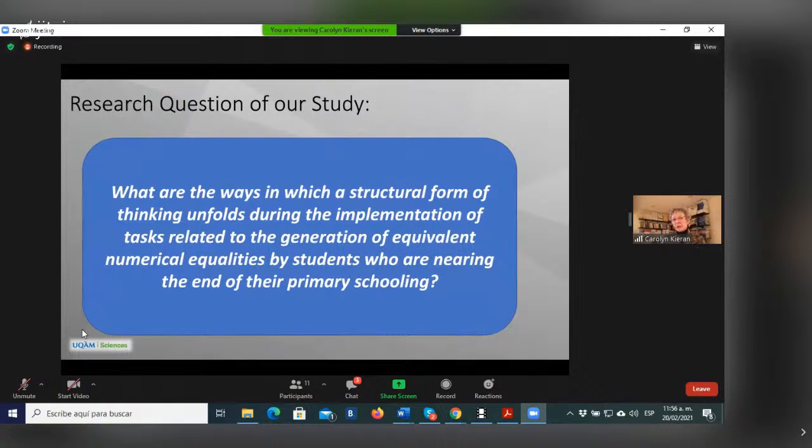So the research question of our study was as follows. What are the ways in which a structural form of thinking unfolds during the implementation of tasks related to the generation of equivalent numerical equalities by students who are nearing the end of their primary schooling?